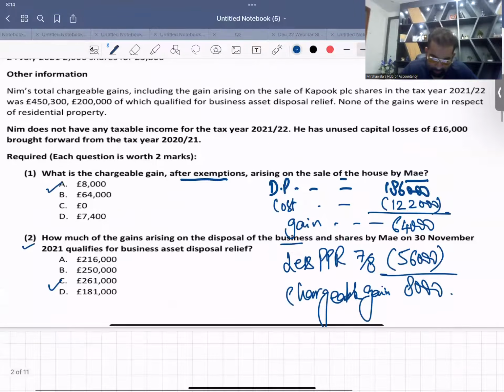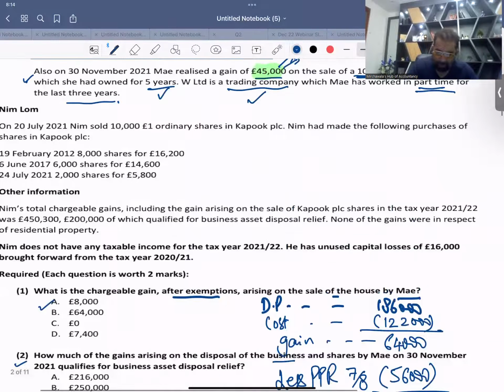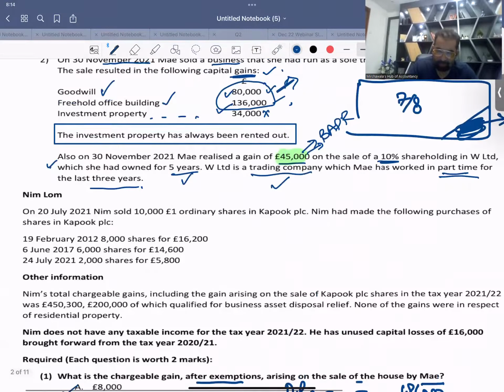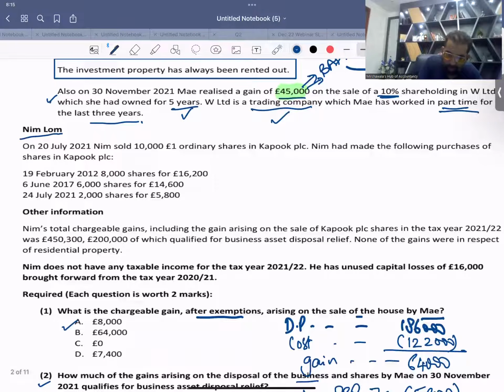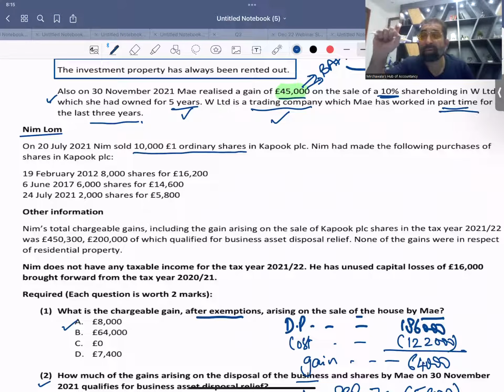Okay, next. The wife was Maylom, and the husband's name is Nimlom. Now, on 20th July 2021, yes, this date falls in our fiscal year. Nim sold 10,000 ordinary shares. Nim is a human being, and selling shares.